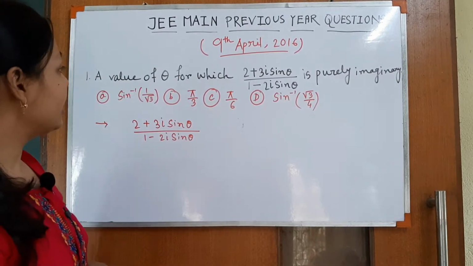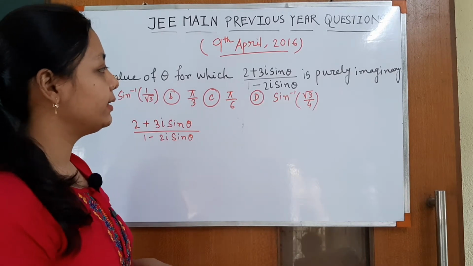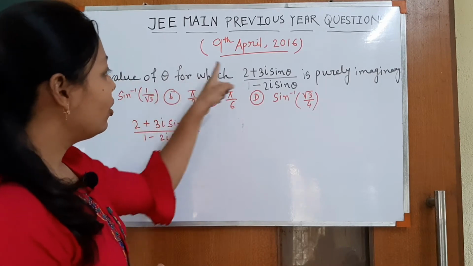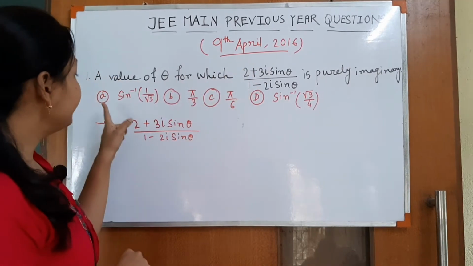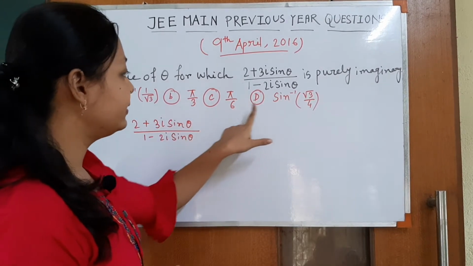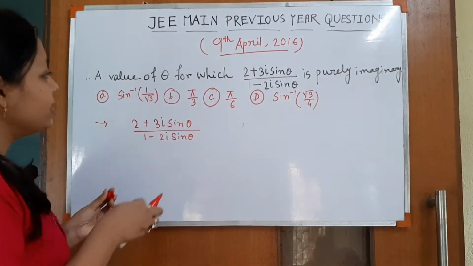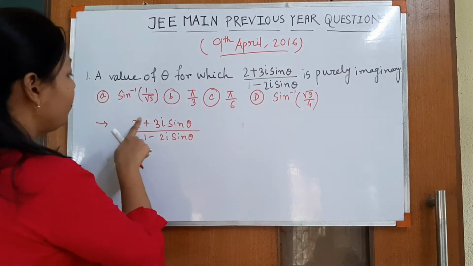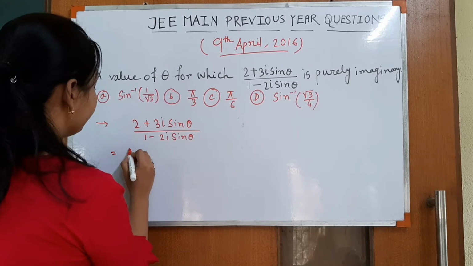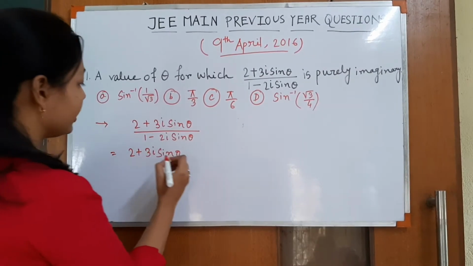A value of theta for which (2 + 3i sin theta) / (1 - 2i sin theta) is purely imaginary. Here we find the value of theta from this given form, and the given options are sin inverse 1 by root 3, pi by 3, pi by 6 and sin inverse root 3 by 4. So, from this given form, we find the value of theta.